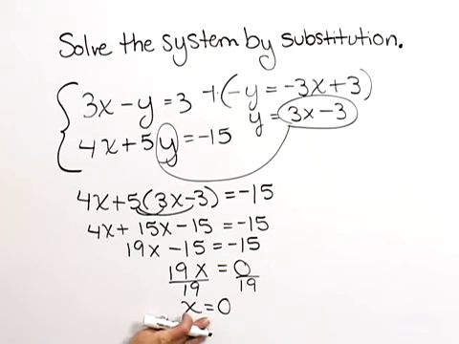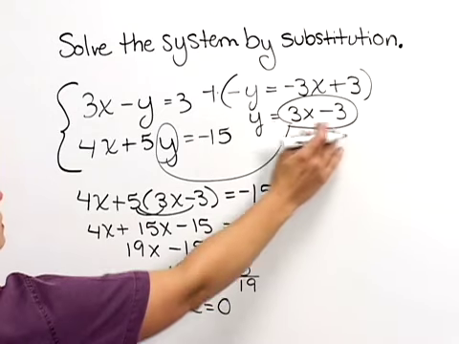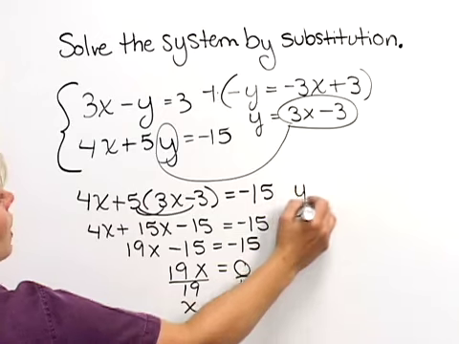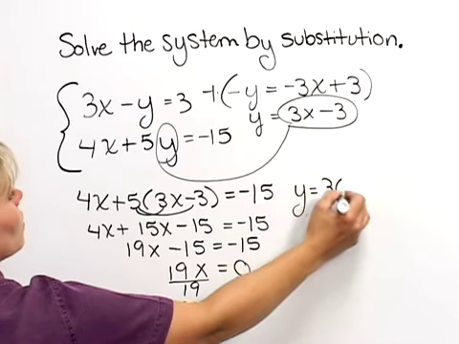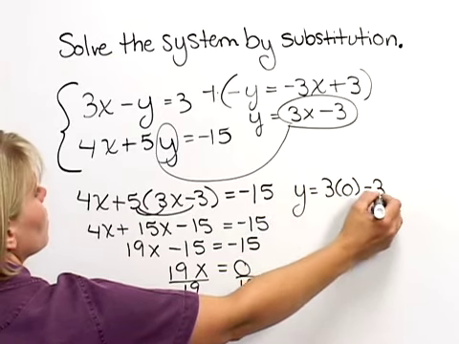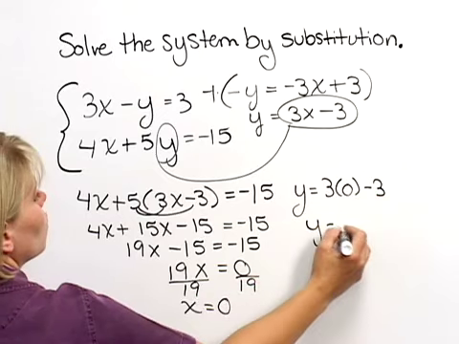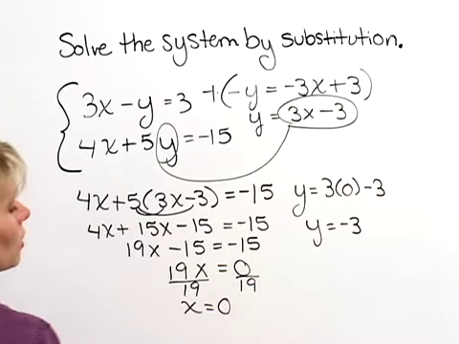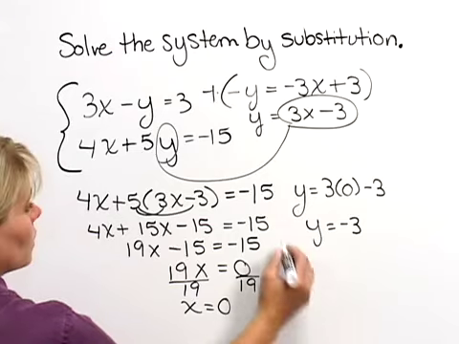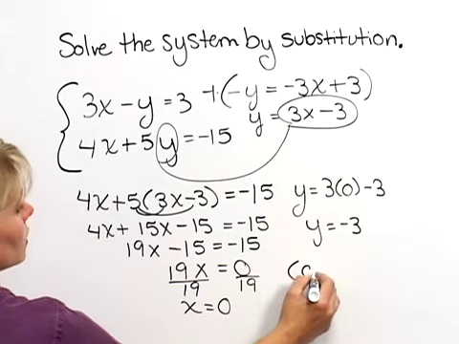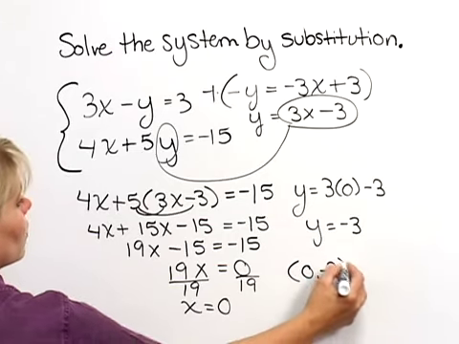Now that I know x is 0, I can replace it into this expression and find out what my y is. y will be 3 times 0 minus 3, which ends up being y equals negative 3. So the point where these two lines will cross is (0, -3).